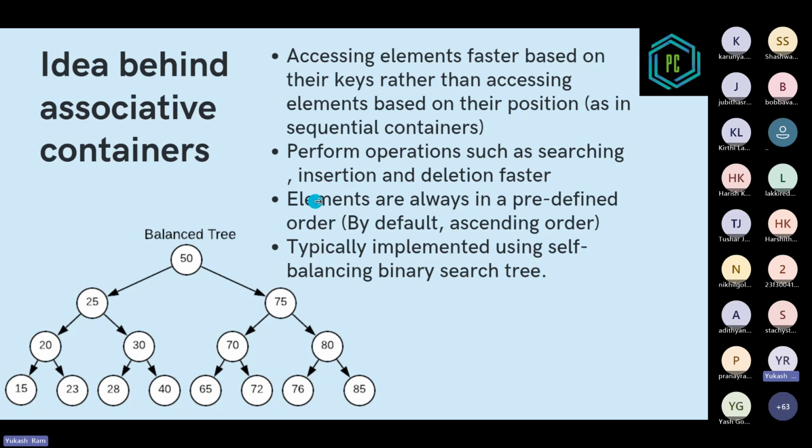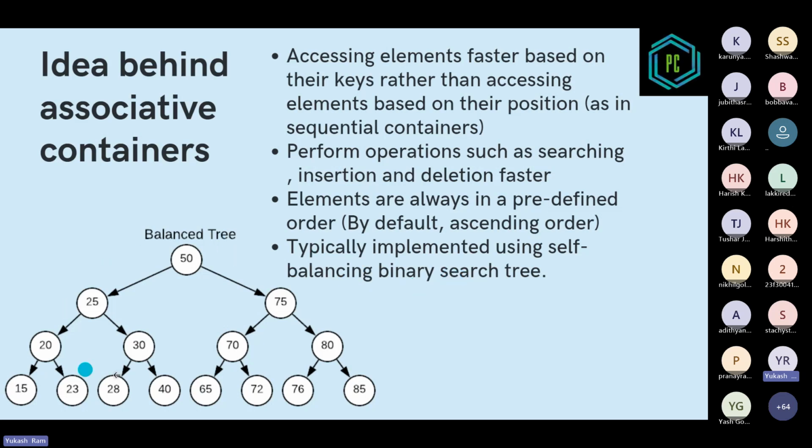Also, in these containers, the elements are always stored in a predefined order. By default in associative containers, the order is ascending, but you can always customize it to any order, maybe descending order as well. And one more thing is that these associative containers are implemented using a self-balancing binary search tree. I'm not going to explain in detail what this is, but to brief about it.